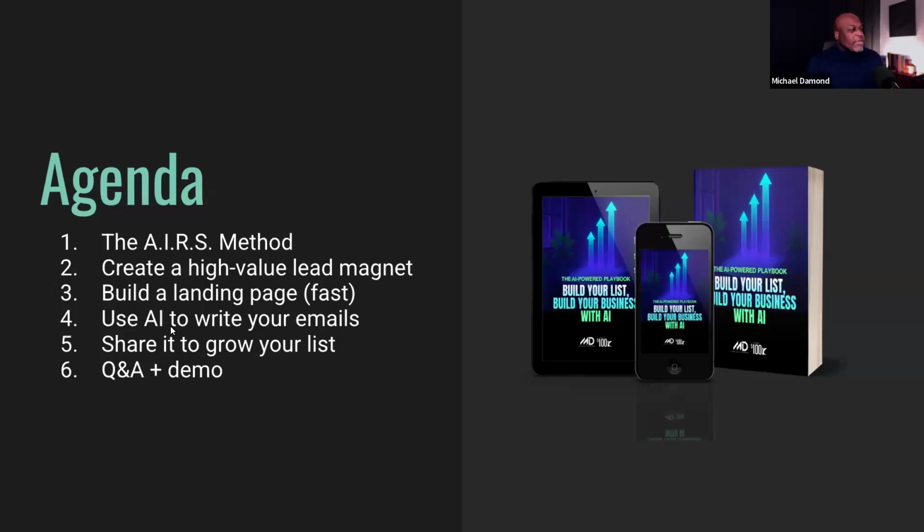So our agenda today is to go through the AIRS method, is what I call it, and I'll break that down for you. We're going to create a high value lead magnet using ChatGPT. If you're not familiar with what a lead magnet is, I'll explain that and give you some examples. We're going to build a landing page. We're going to use AI to write some emails. We're going to talk about how to share it and grow your list because that's going to be your homework after today's session. And then we're going to have a Q&A. We're going to have a demo, but that demo is actually in the middle and not in the end.